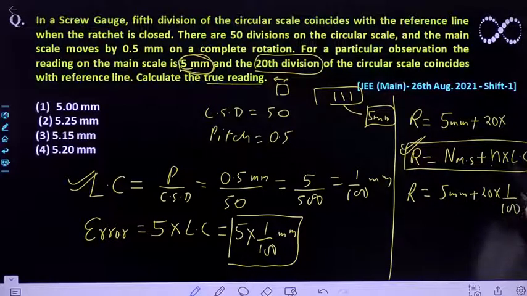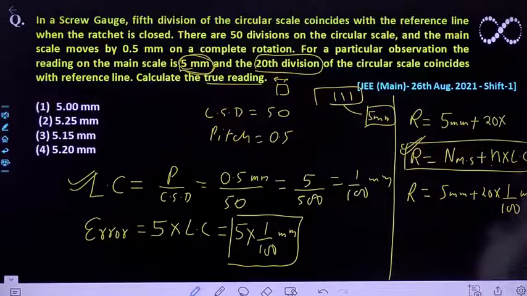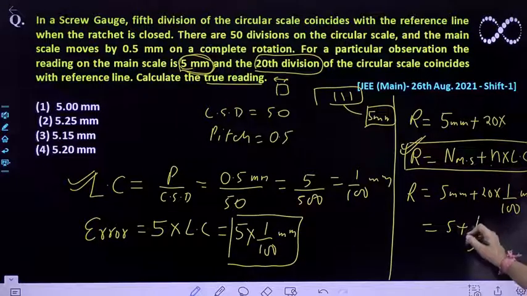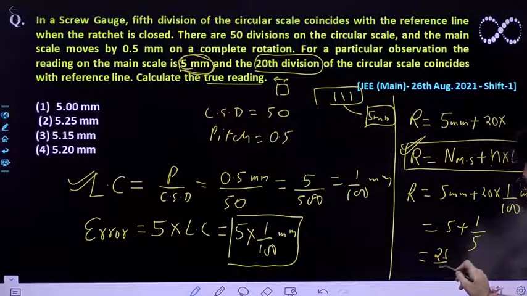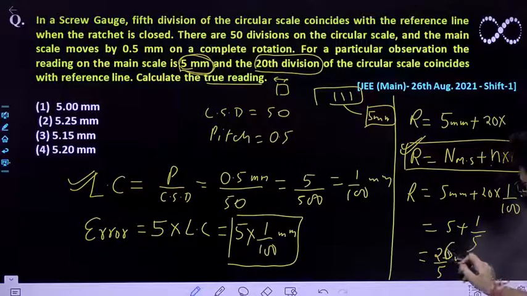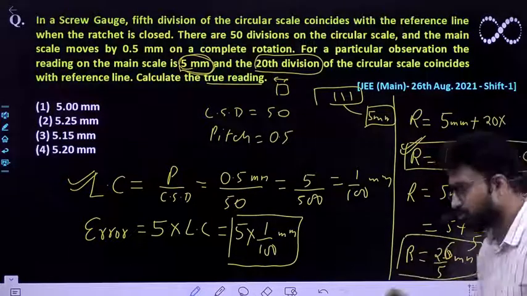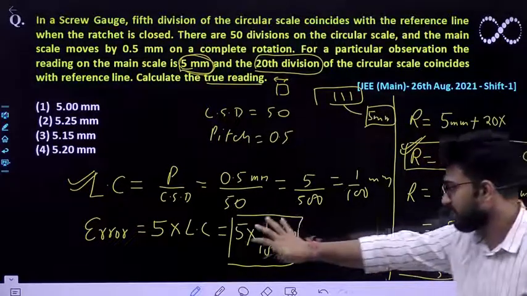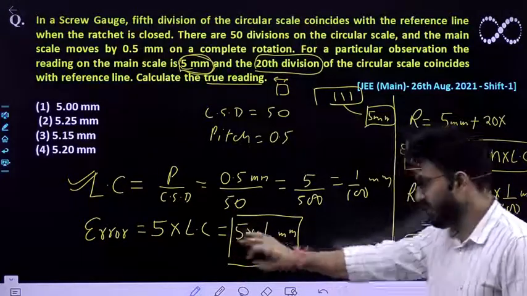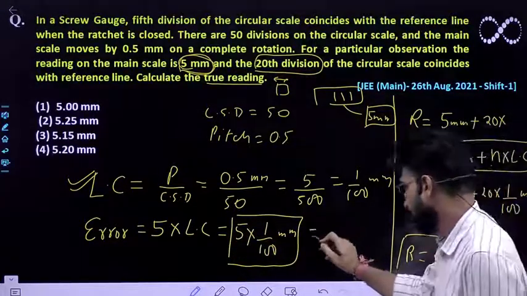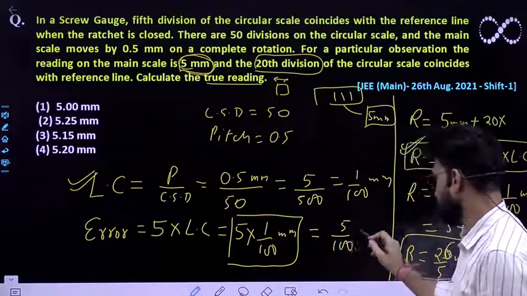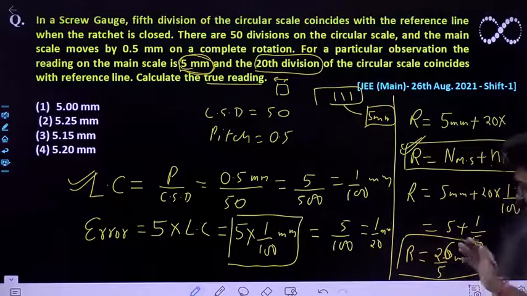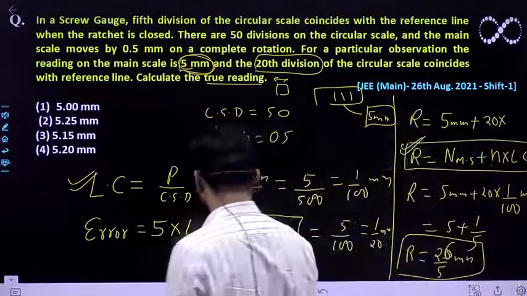So what is the least count over here? This is also in millimeter, so it would be equivalent to 5 plus 1 by 5 millimeter, which is 26 by 5 millimeter. So this much of reading is shown by the screw gauge. Now obviously this is an error value, so this has to be subtracted. In order to get the actual value, the error was 5 by 100, which is nothing but 1 by 20 mm. So this much has to be reduced from this reading. So now we'll be subtracting that value.